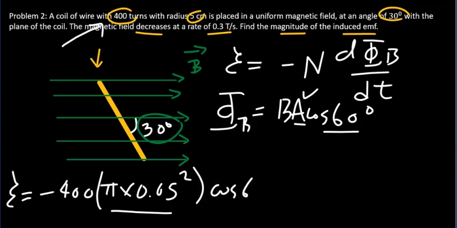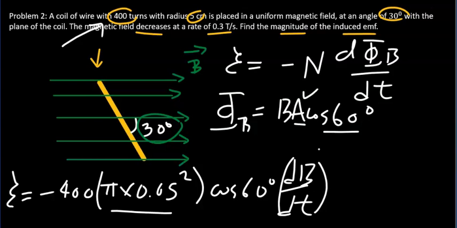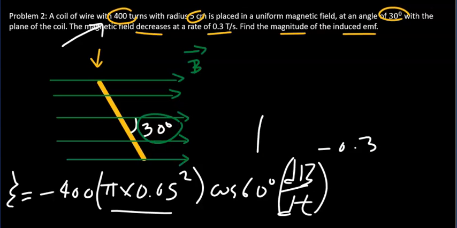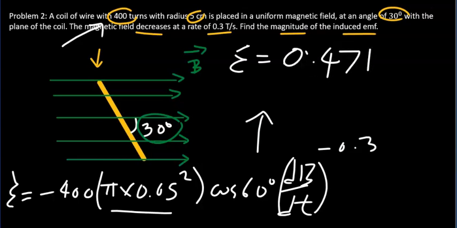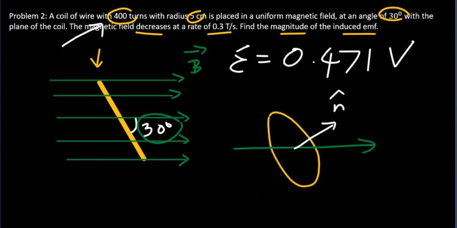Cosine 60 times dB/dt. Now dB/dt is 0.3, but since it's decreasing, it's minus 0.3 Tesla per second. Putting everything inside and calculating, you get the following for the induced EMF. It's positive 0.471 volts.